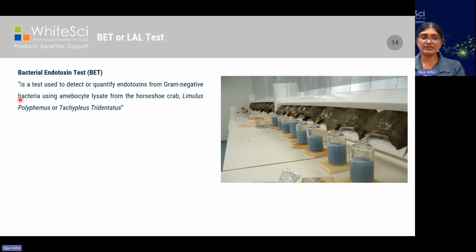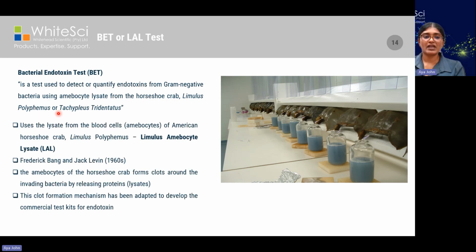According to the pharmacopoeia, the bacterial endotoxin test is a test used to detect or quantify endotoxins from gram-negative bacteria using amoebocyte lysate from the horseshoe crab, Limulus polyphemus or Tachypleus. The naming convention comes from the fact that you can either say bacterial endotoxin test or, as most people say, Limulus LAL test, Limulus amoebocyte lysate. This is because they use the horseshoe crab, Limulus, and the amoebocytes are basically its blood cells, and they use the protein lysate from these blood cells. That is where the alternative name LAL comes from.